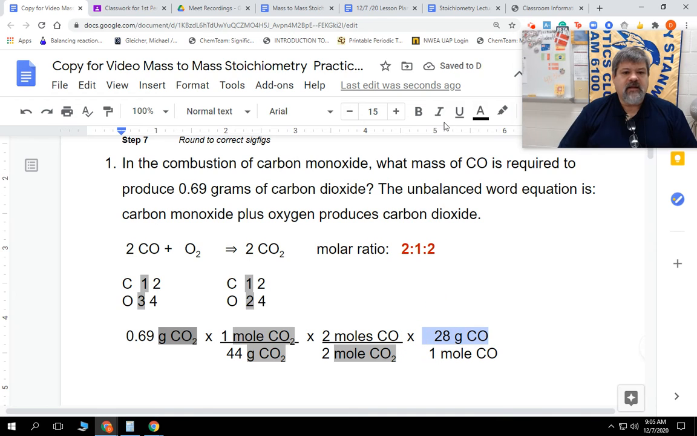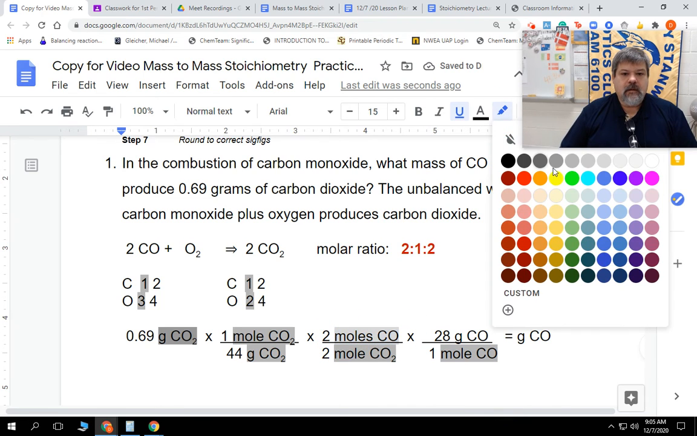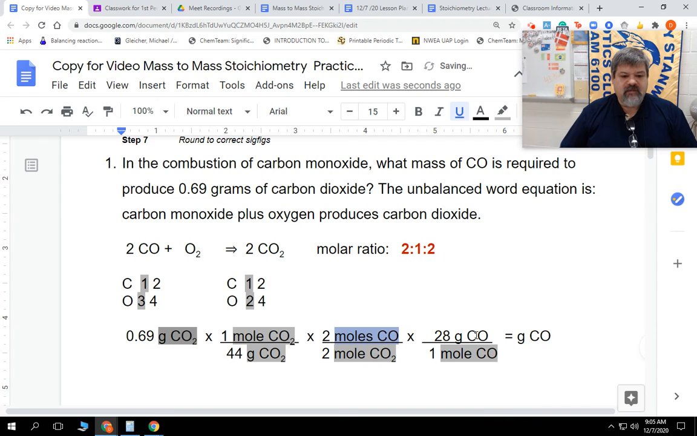So we're going to go ahead and underline this. Okay, and that's going to equal grams of carbon monoxide, because my moles of this are going to be gone. So we're going to get rid of moles, and they're gone. So I'm left with grams of carbon monoxide. Now all I have to do is figure out what that is. So all I have to do is our math. We take this number right here, and we multiply by the top, divide by the bottom, multiply by the top, divide by the bottom, multiply by the top, divide by the bottom.